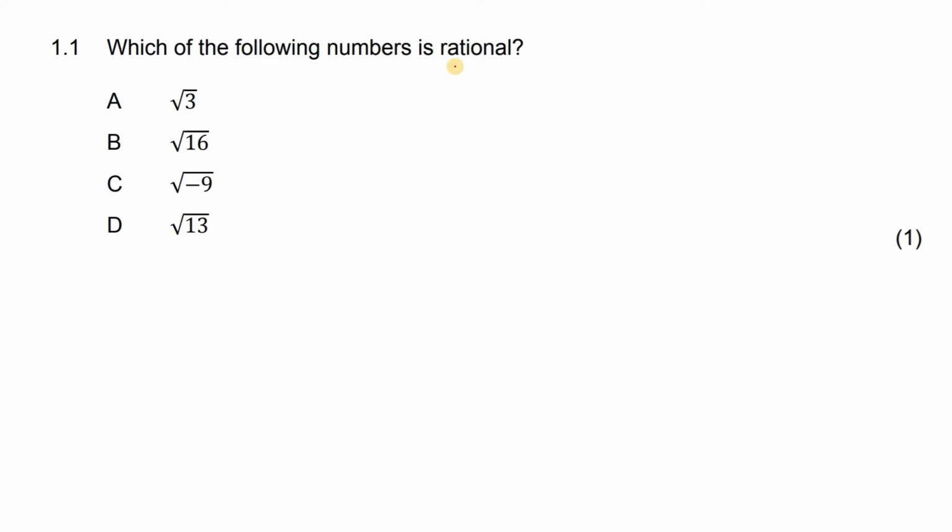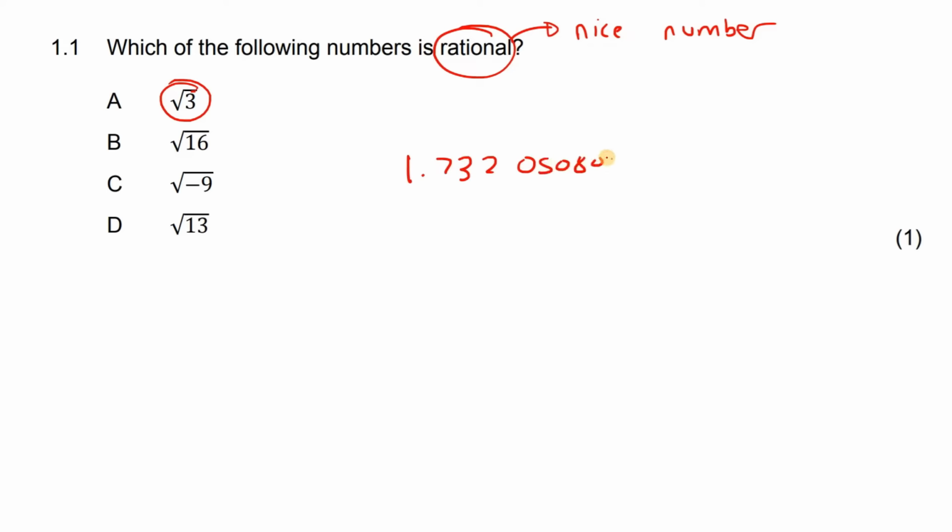Okay, so when you look at the word rational, I want you to think of a nice number. Rational is a nice number. So for example, if you take your calculator and type in square root 3, quickly do that. Let's see what we get. It's really ugly, right? You get 1.732050808. Can you see these numbers are not repeating?